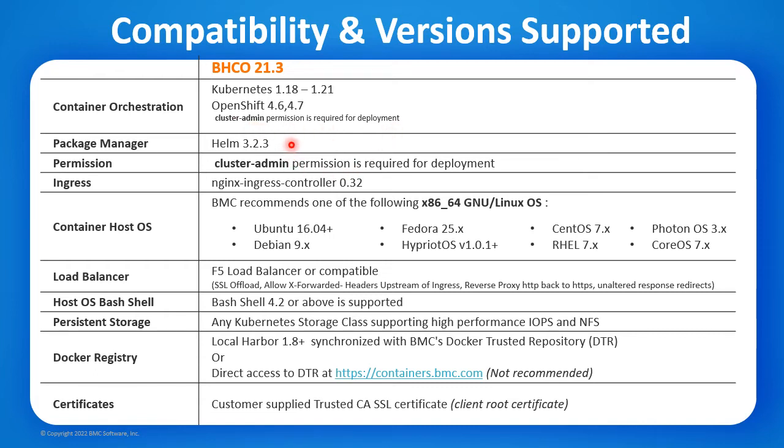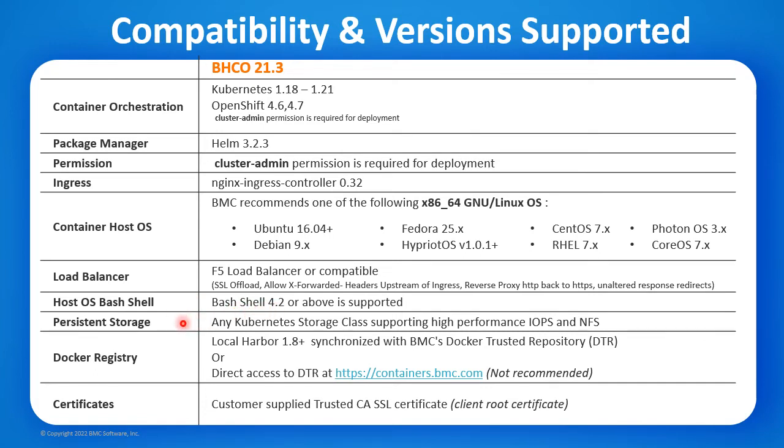You will need Helm 3.2.3 version, and we support only Ingress controller, and we document how to install it in our documentation. You can use the following container host OS systems. We support the F5 load balancer or compatible with SSL offload, X-forward, header upstream of Ingress, reverse proxy, HTTP back to HTTPS, and an alter response redirect functionality. For the host OS bash shell, we require shell 4.2 or above.